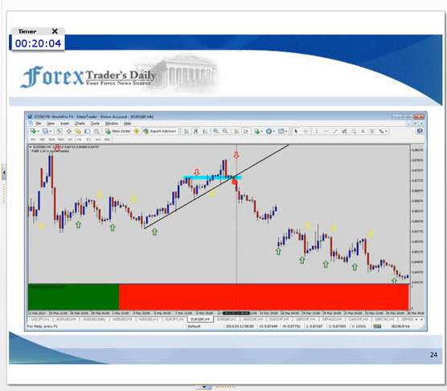That would be about $280 on a mini trading account trading one lot, or it could be $2,800 if you were trading a standard lot. Let's take a look at another example here.